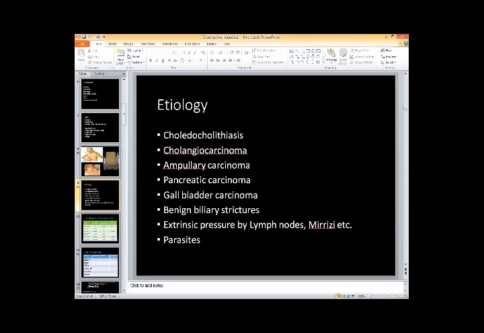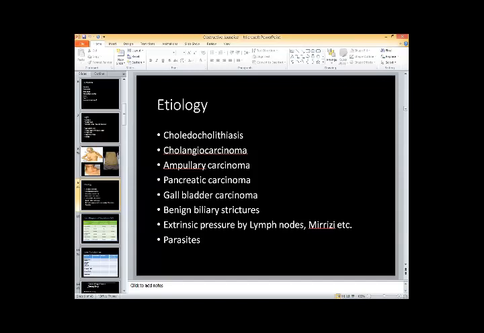Okay. Most of the other causes of obstructive jaundice, as you can see, are very bad. Malignancy: cholangiocarcinoma. That means carcinoma of the biliary ducts. Then comes ampullary carcinoma, ampulla of Vater. At the lower end of the CBD, there is the ampulla where the common bile duct opens into the duodenum. This is called the ampulla. So carcinoma at the ampulla is called ampullary carcinoma. Then another common condition is pancreatic carcinoma.